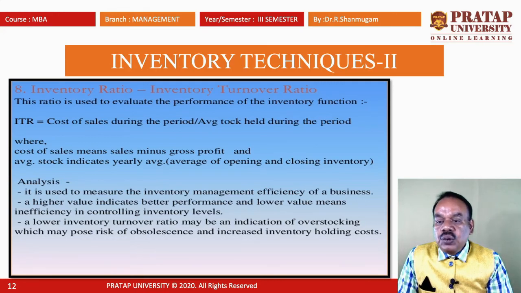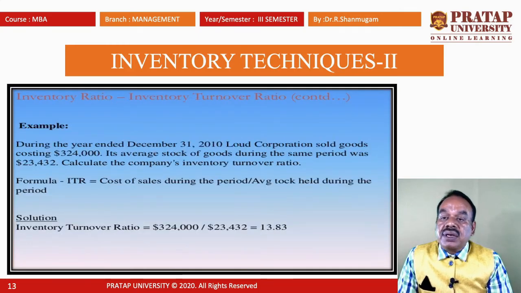Analysis: it is used to measure the inventory management efficiency of the business. A higher value indicates better performance and a lower value means inefficiency in controlling inventory levels. A lower inventory turnover ratio may be an indication of overstocking, which may pose a risk of obsolescence and increased inventory holding cost. So, inventory turnover ratio.